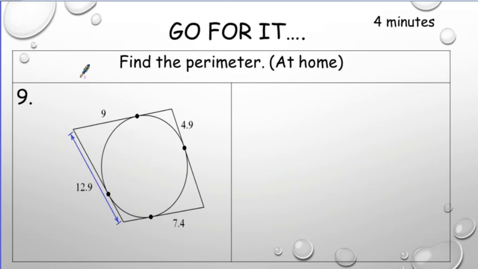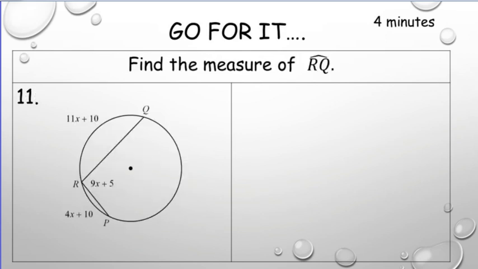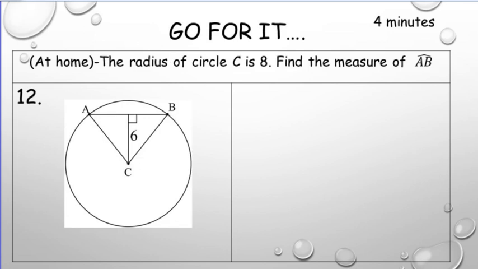Okay, here's another one. This one is the same as the one that dealt with perimeter. So I'm going to skip this. You can go and look back at the other one. This one we did in class.